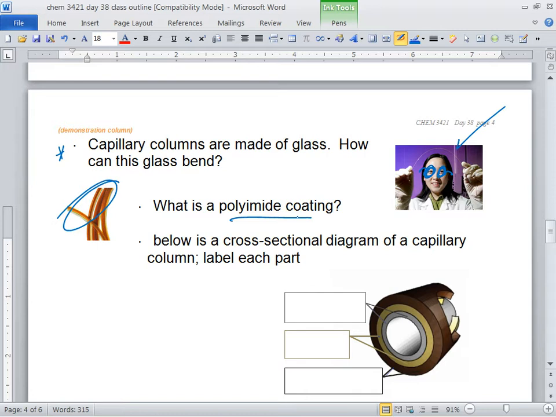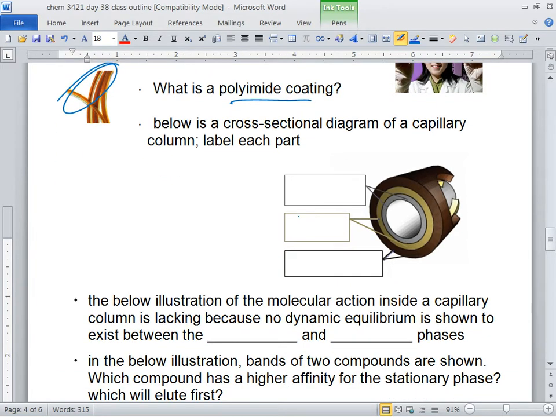Let's see. Below is a cross-sectional diagram of a capillary column. See if you can label each part. Okay. The most outside part of this capillary column that's used in gas liquid chromatography is what's this part out here? That's got to be the coating. So you should label that the polyimide coating. Is that poly? And then IMIDE. That's your coating.